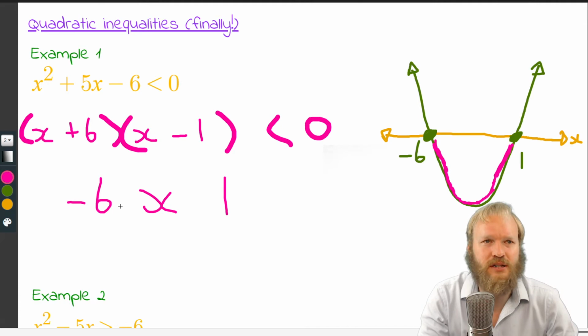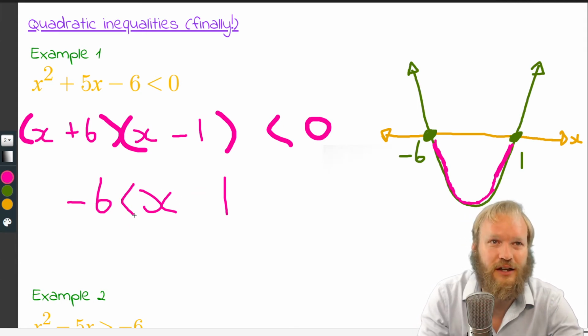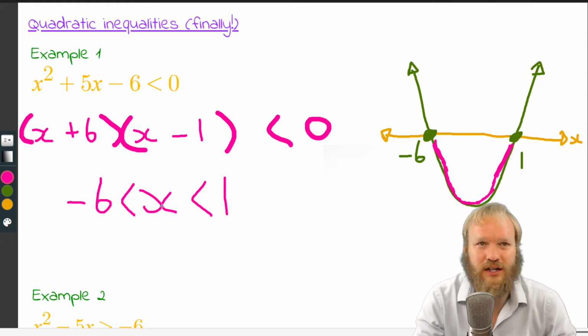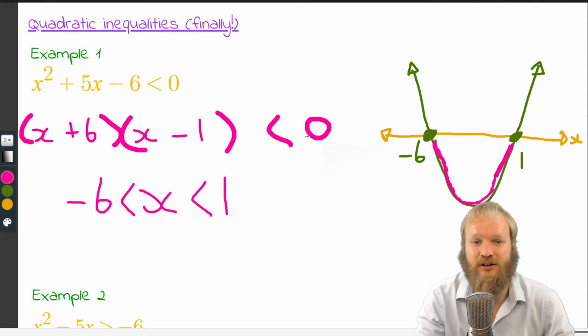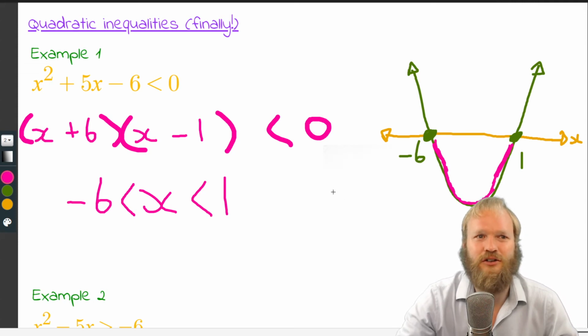And what symbol is going to go in between here? Well, it's this one. That's a terrible version of it. It's this less than, greater than type of sign. And it's strictly: x is strictly less than 1 because it says that this whole thing must be less than 0. It doesn't say less than or equal to. That we'll do in the next one. Okay, so that's our strategy.